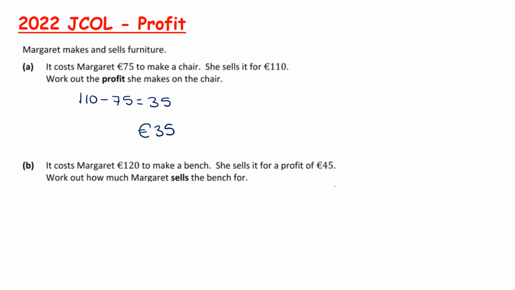It costs Margaret €120 to make a bench. She sells it for a profit of €45. How much will she sell the bench for? So it costs her 120. She then also makes a profit of 45. So that means she sells it for €165.